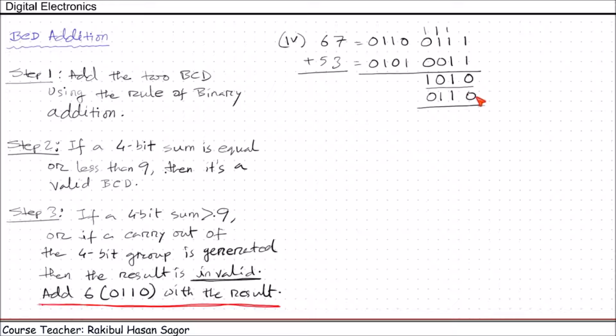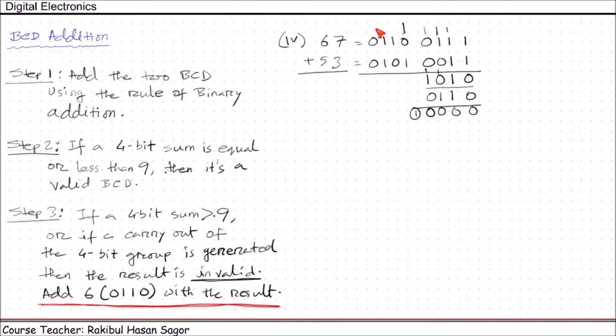Let's add 6 with this number. 0 plus 0, 1 plus 1 will give you 0, and 1 carry will go there. That 1 plus 1 will give you 0, and 1 carry will go there, and 1 plus 1 will give you 0, and 1 carry that will come here. As we have another digit, this carry will be taken here.